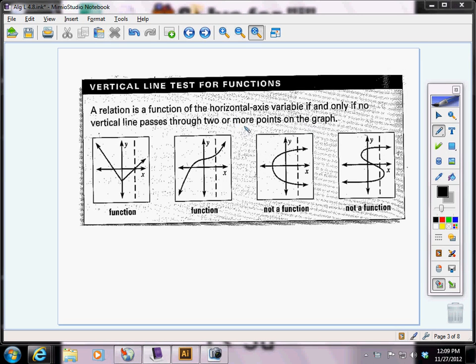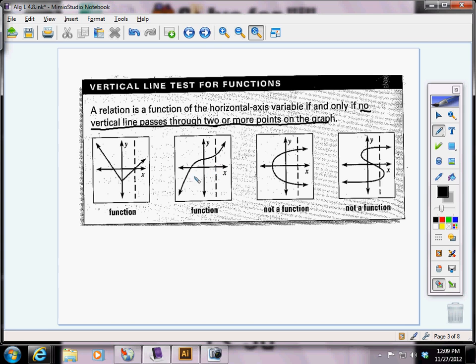Now one way to tell if something is a function is by using the vertical line test. Now the vertical line test only works for graphs, obviously. And what it says is a relation is a function of the horizontal axis variable, basically the x variable, if and only if no vertical line passes through 2 or more points on the graph.